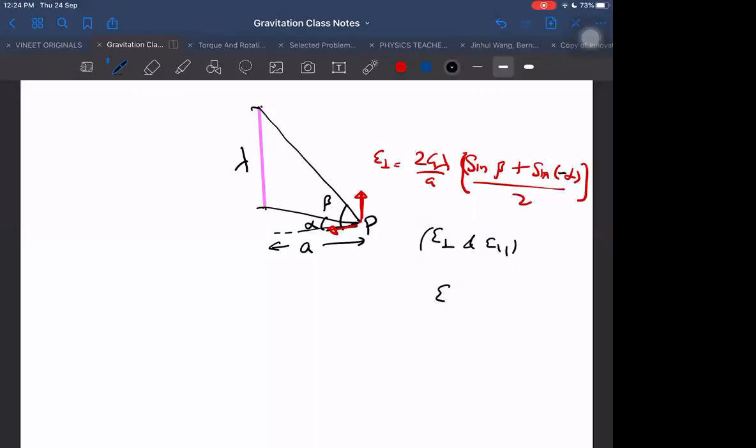But when it is on the same side, then this alpha should again be taken with a negative sign. If we don't want to derive it again from the beginning, then I know that this angle alpha is different from the angle which we had taken there. So this should be taken with a negative sign now. So it will become 2G lambda by A into sine beta minus sine alpha by 2.